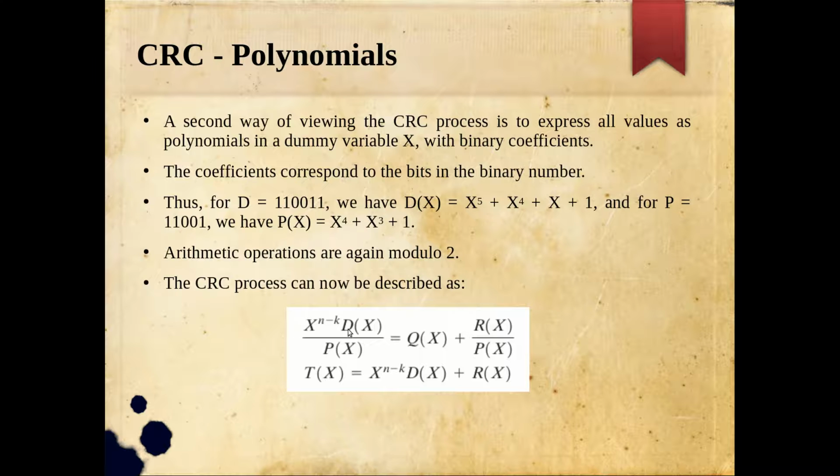So equivalently you can multiply it with x raised to n minus k, so that all bits are shifted towards the left, and the degree of the polynomial will be increasing accordingly. What is happening is that n minus k positions are shifted left, or equivalently the highest degree of the original polynomial will be multiplied by this x raised to n minus k.